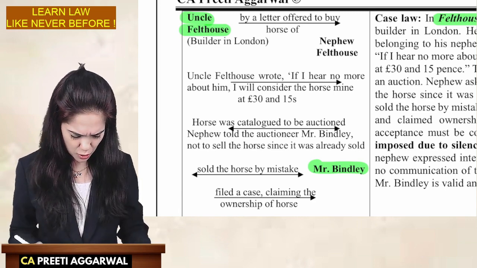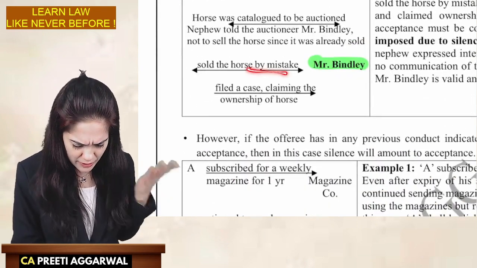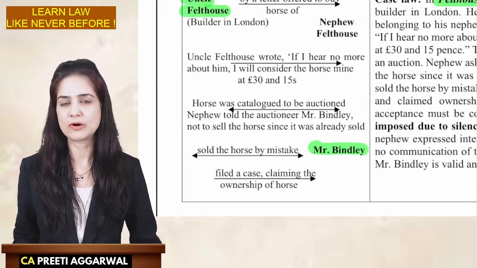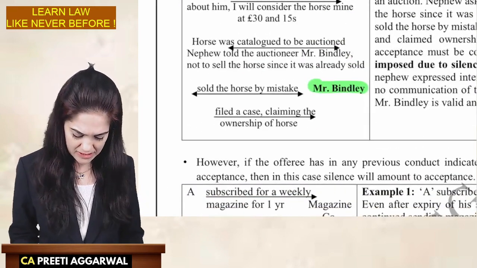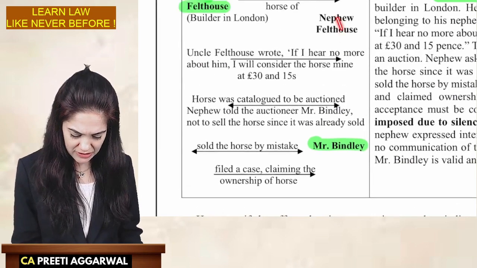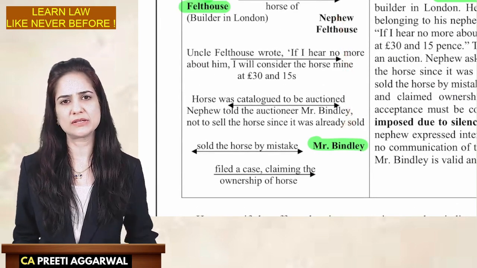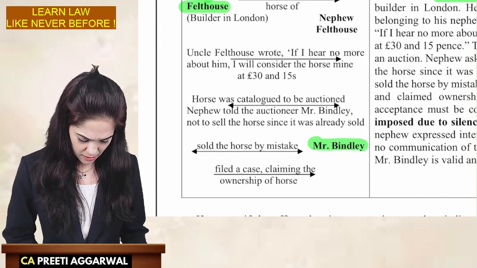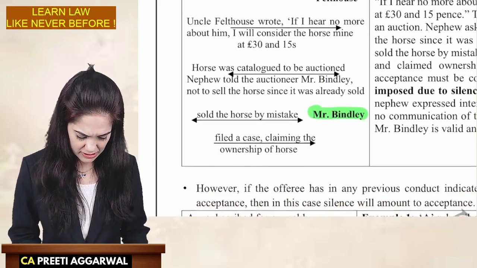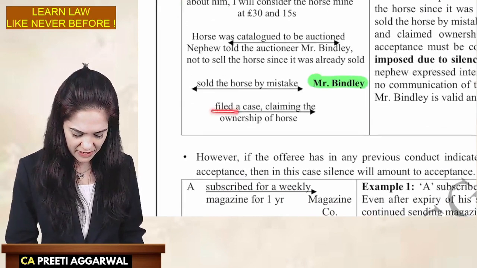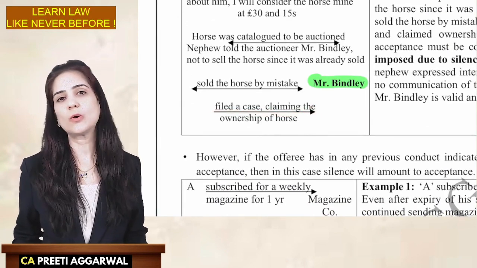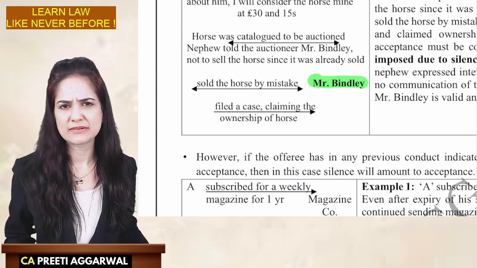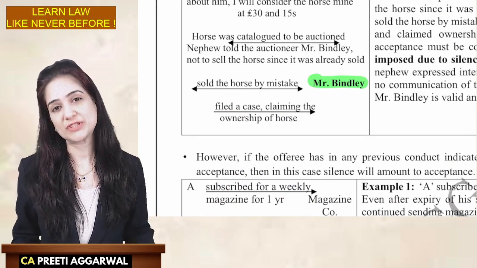Uncle Feldhaus got very angry. How can you commit this mistake when I had clearly said that I want to buy the horse? Mr. Bindley, you were instructed not to sell this horse. Why did you sell it? Mr. Feldhaus, that is Uncle Feldhaus, he filed a case claiming the ownership of the horse. He said, I am the owner. This sale is not valid. I am the owner.